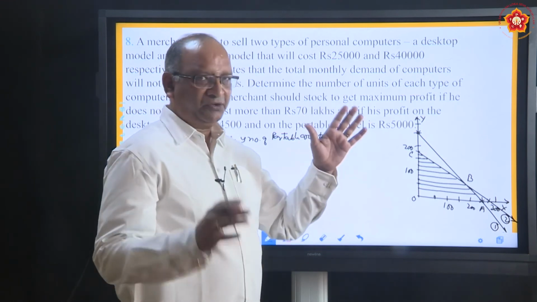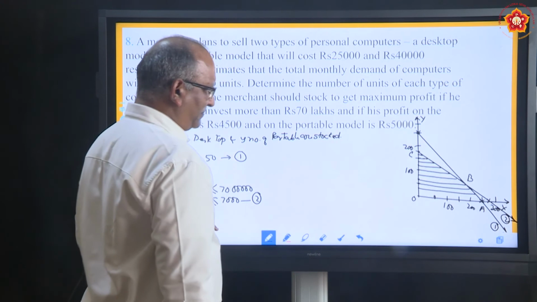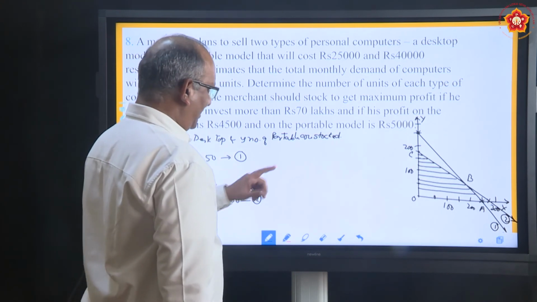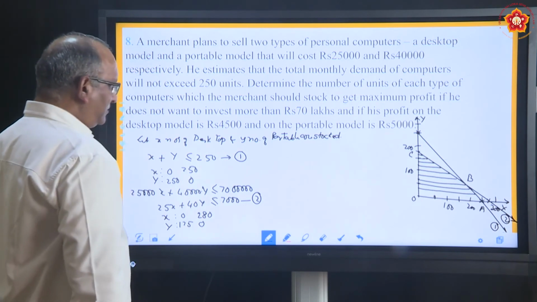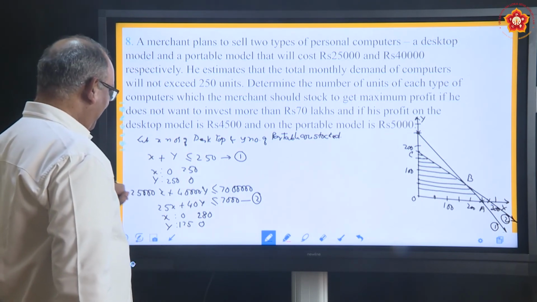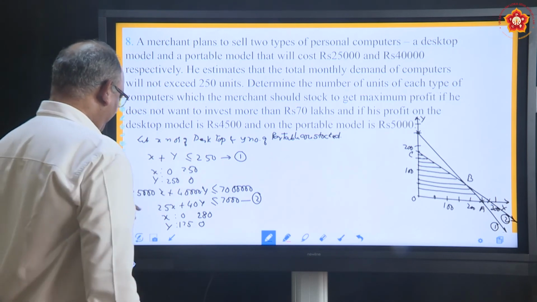If you are using the graph paper, it is very easy. Since we are not using the exact graph paper, what we can do is solve these two equations simultaneously. So how do you solve them simultaneously? x plus y equal to 250.